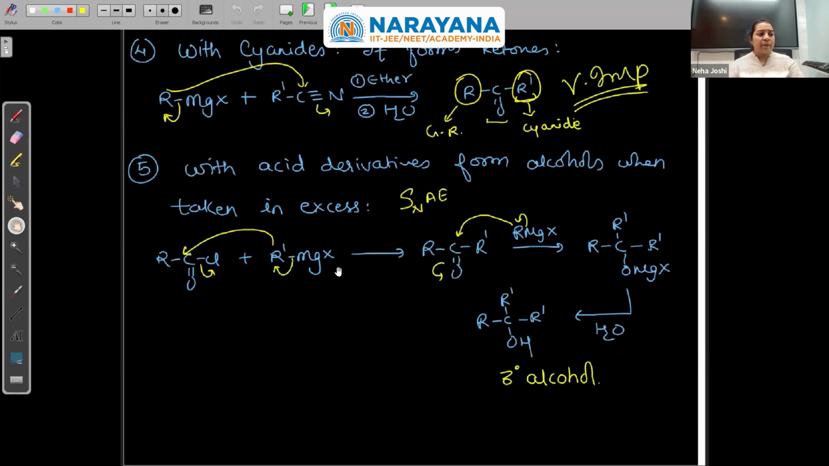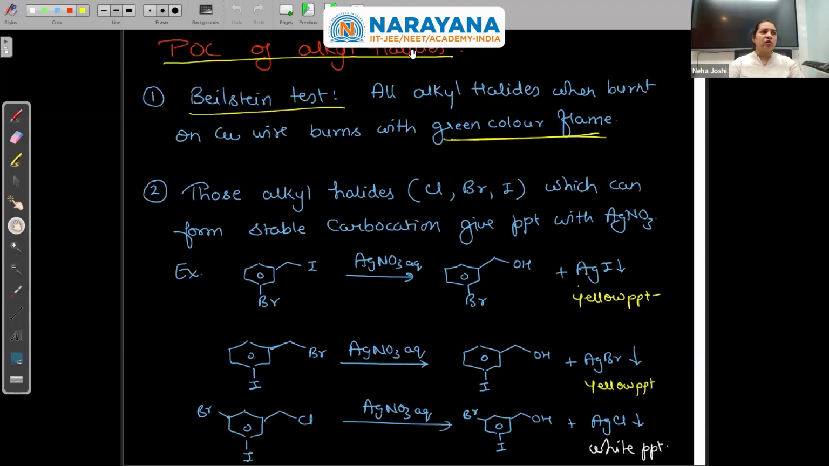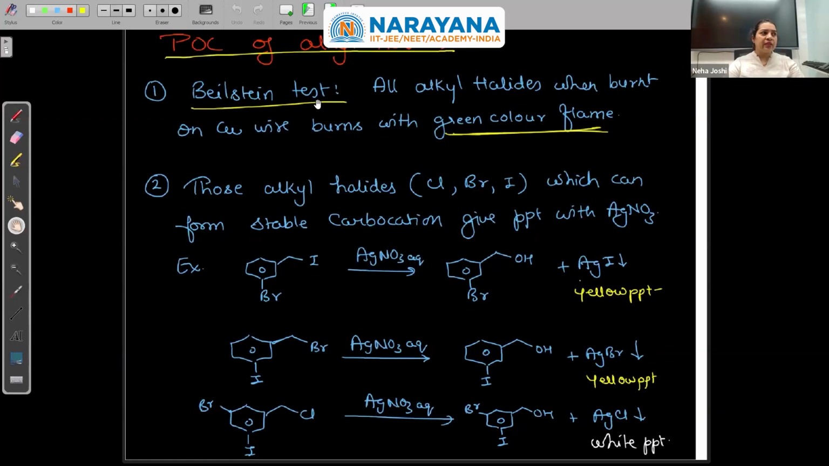Okay, let us go to the POC, that is practical organic chemistry of alkyl halides. So first is the Beilstein test. Now, Beilstein test, all alkyl halides when burnt on copper wire burn with green colour flame. This is with all alkyl halides, irrespective of whether it is chlorine or bromine or iodine, and even aryl halides also. Okay, this is for both alkyl and aryl halides. Alkyl and aryl halides all give this test positive.